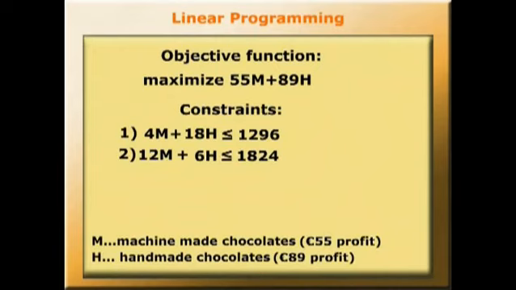But there are also some non-negativity constraints. Batches of each type can't be less than 0, so we also require that H is equal to or greater than 0, and M is equal to or greater than 0.